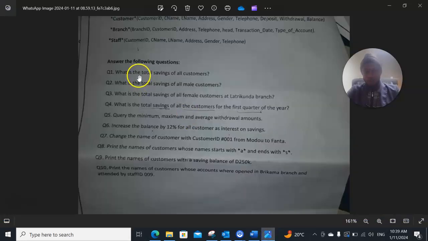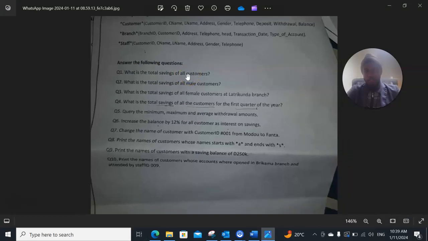So the first one is what? Tables. So how many tables do I have here? What I mean is, in this particular question, I can have information related to the customer table. I can have information related to the branch table. I can have information related to the staff table. So in that case, I have 3 tables.